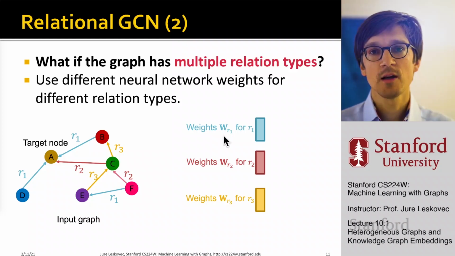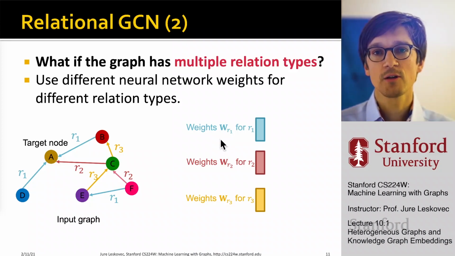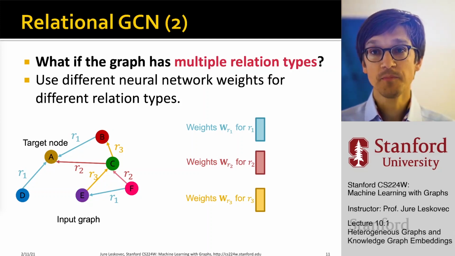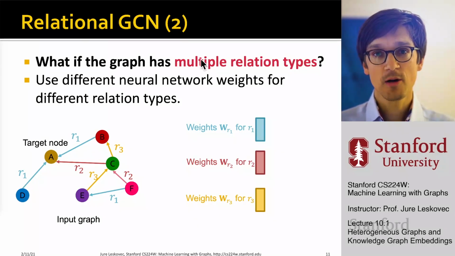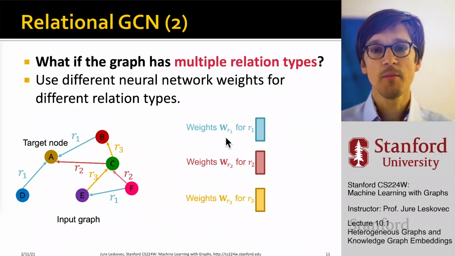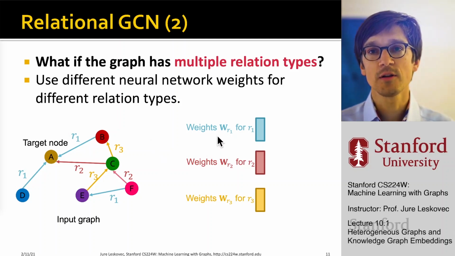So it means that when we are doing message transformation, we are not going to apply the same matrix W for every incoming edge, but we are going to apply a different matrix W depending on what is the kind of relation that we are considering. So if we have three different relation types, we are going to use three different W matrices, one for relation 1, one for relation 2, and one for relation 3.